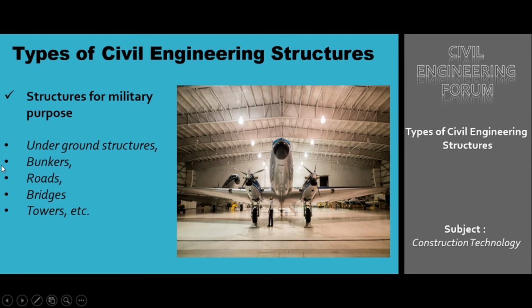So basically these type of structures are used by the soldiers and armed forces, where the first one is underground structures, where the RCC structures are formed below the ground level for safety purpose. Then we have bunkers. So bunkers are basically large containers or compartments for storing fuel. Then these roads are used for military transport purpose. Then bridges and towers used in military are designed according to their functions.